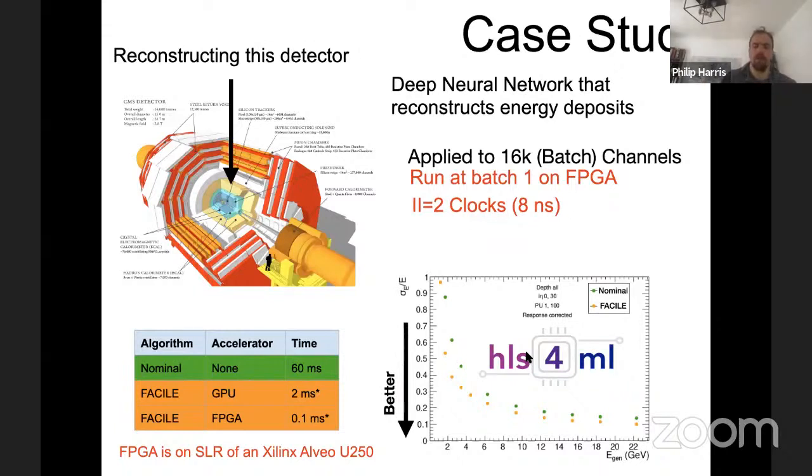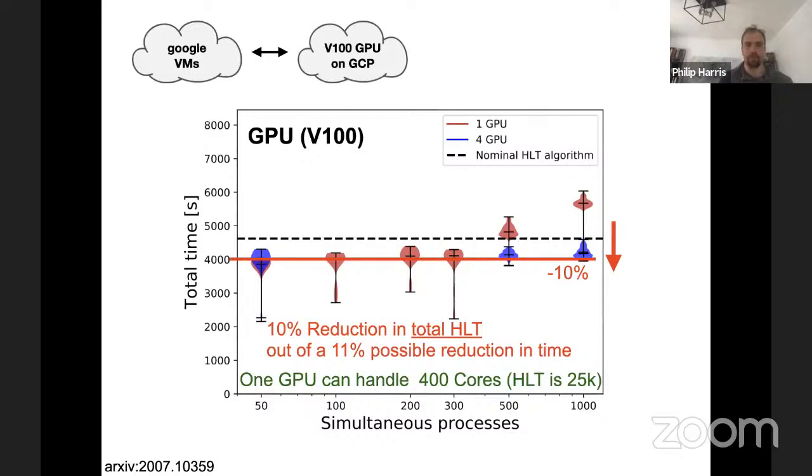And then we wanted to see how much we could speed it up. If we look at the nominal algorithm on the 16,000 channels, it takes 60 milliseconds. If we run this neural network, which we call FACILE, on a GPU, it's 30 times faster. If we do it on an FPGA, it's 600 times faster. Now we wanted to see if we could run our high-level trigger with this new algorithm under this new paradigm. And so here is an example.